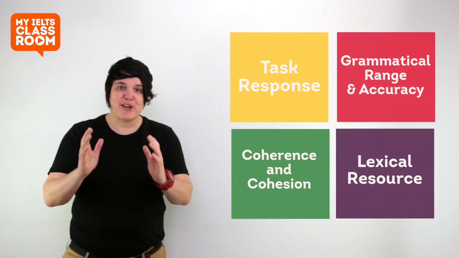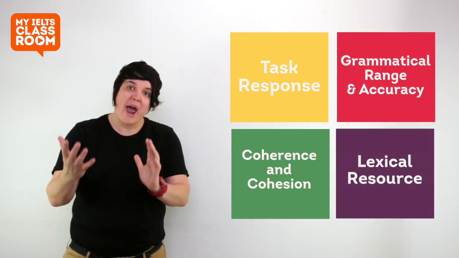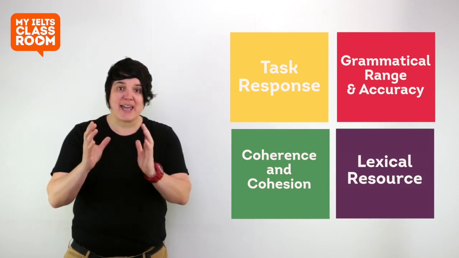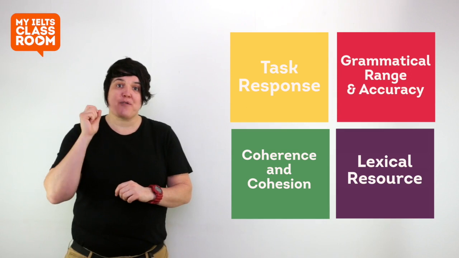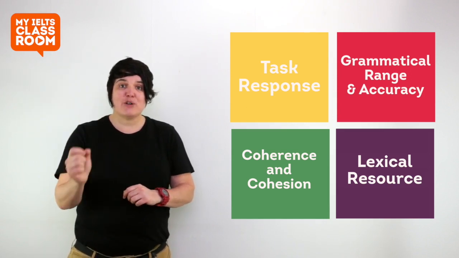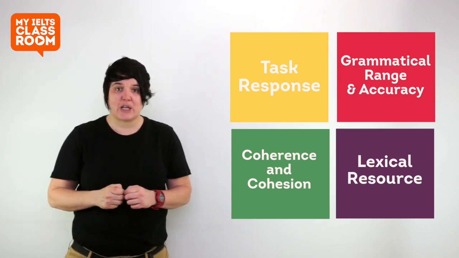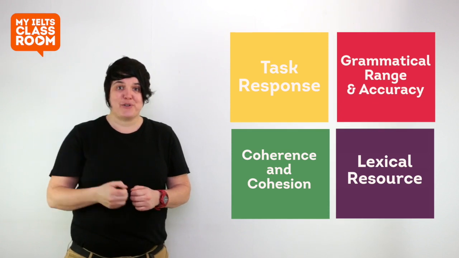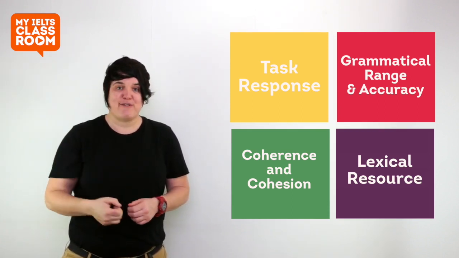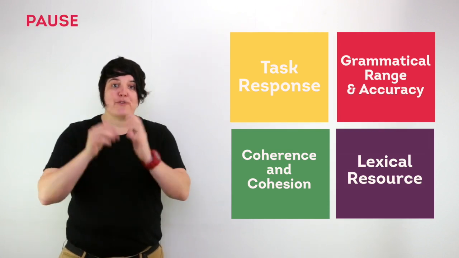So to start this video, I want you to work. I am going to show you 12 marking criteria, and I want you to tell me which section of the band descriptors do these criteria come from? Is the criteria from task response? Is it from grammatical range or accuracy? You have to match them. For each area, there are 3 criteria. Are you ready? Pause the video, off you go.